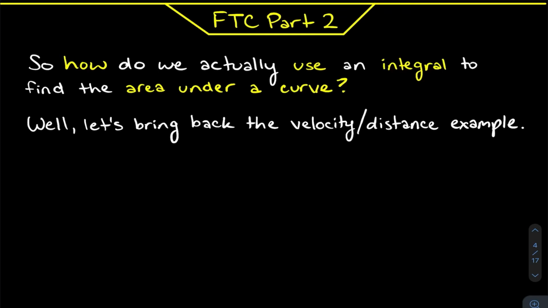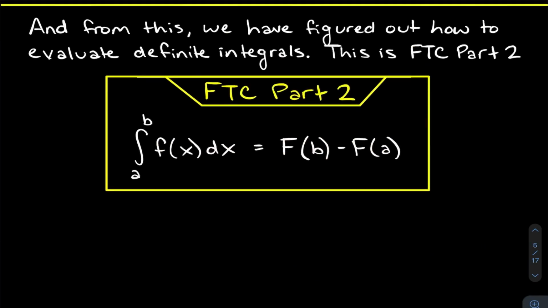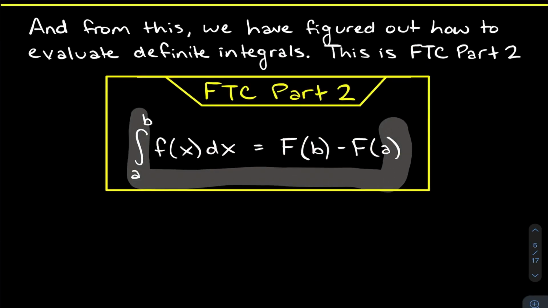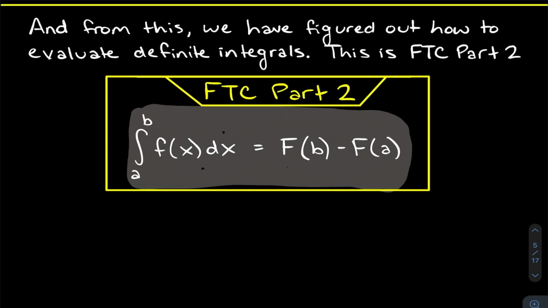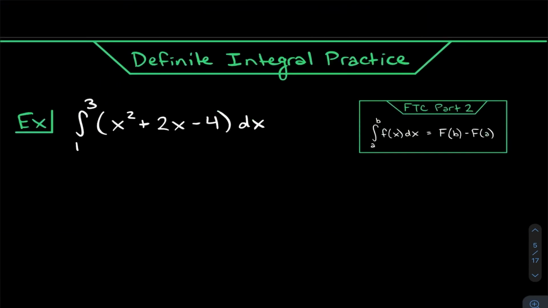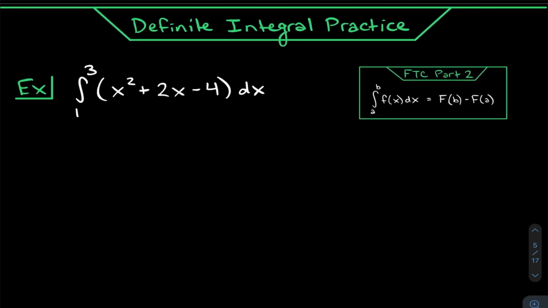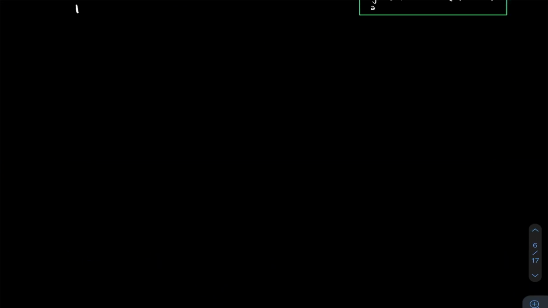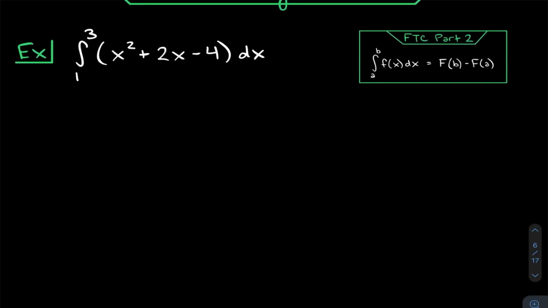We'll get into the fundamental theorem of calculus part 2, and the idea with this section is, well, okay, now we've got through all the intro stuff. How do we actually use an integral to find the area under a curve? What we're going to do is figure out that we can do that using the fundamental theorem of calculus part 2. This is how we're actually going to evaluate definite integrals. We're just going to use that formula. I promise it's pretty nice and easy compared to some other stuff that you've done in calc so far. And then we will do some practice quick with definite integrals using the fundamental theorem of calculus part 2.